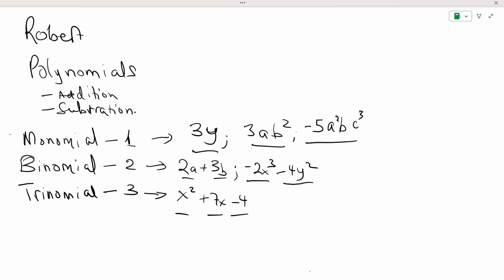And the same applies to the binomials. So here, this binomial, minus 2x cubed minus 4y squared, its degree is 3. So we take the degree value of x because it's the biggest, and so on and so forth, even in the trinomial. So here, the degree of this trinomial is 2.